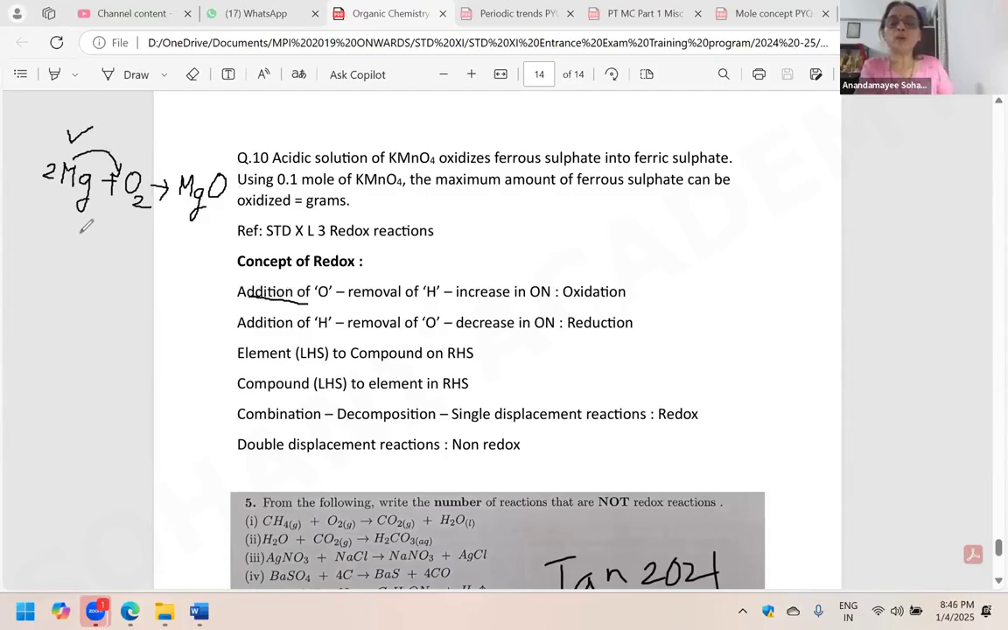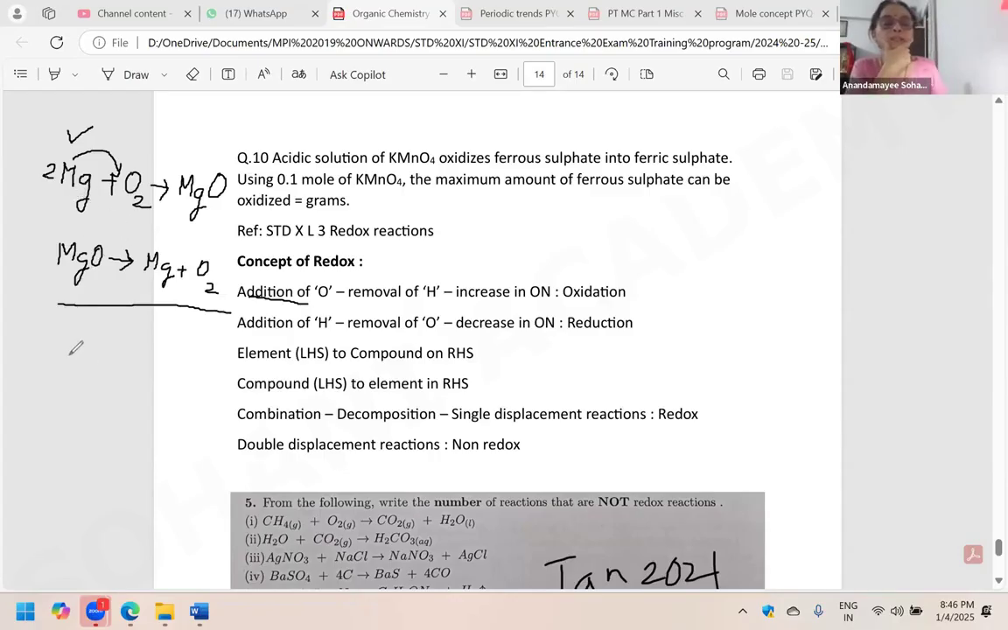Similarly, removal of oxygen is reduction. If I convert MgO, if I heat MgO, I will get Mg plus O2. This is a reduction because I am removing oxygen. This is a very basic understanding of oxidation and reduction reaction. Now, a very important, now all of you just pull up your socks. I'm going to give you a very important understanding and a very easy way of identifying redox reactions.